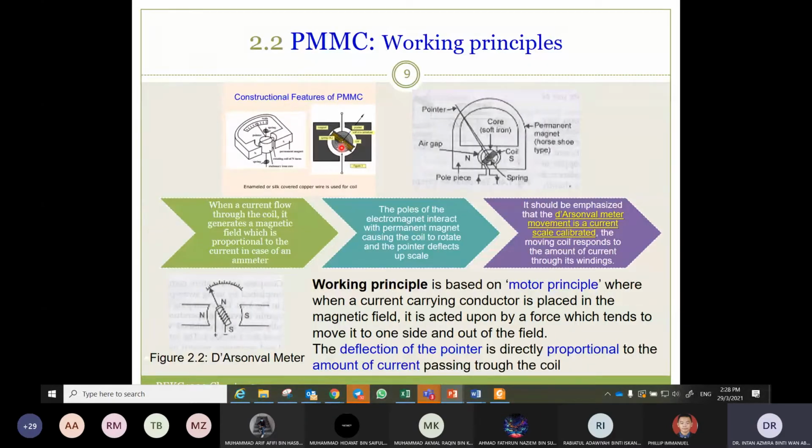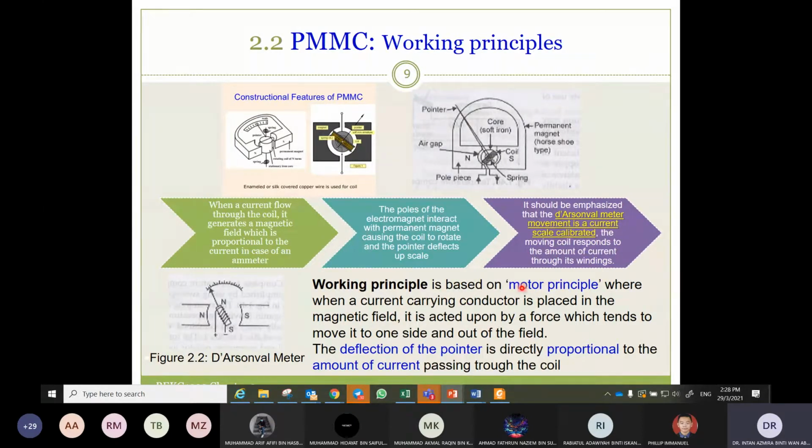Okay, the same figure. When a current flows through the coil, it generates a magnetic field which is proportional to the current in the case of an ammeter. The poles of the electromagnet interact with the permanent magnet, causing the coil to rotate and the pointer deflects upscale. It should be emphasized that the D'Arsonval meter movement is current scale calibrated. The moving coil responds to the amount of current through its windings.